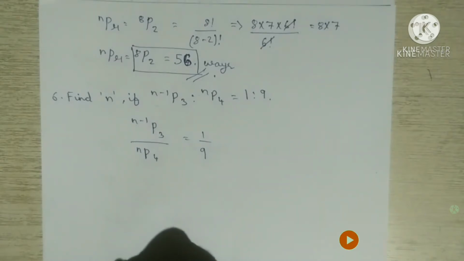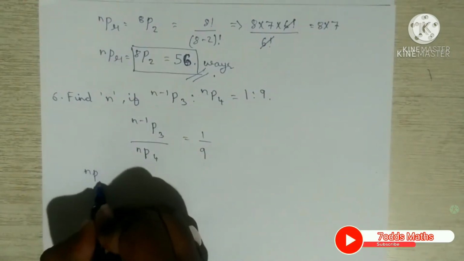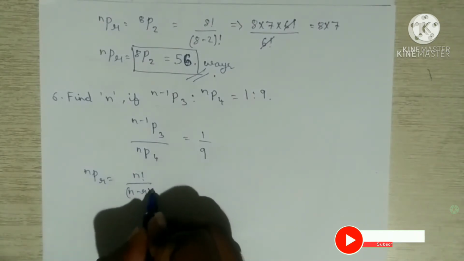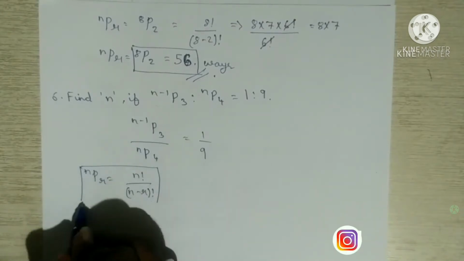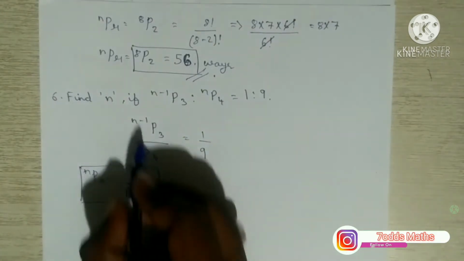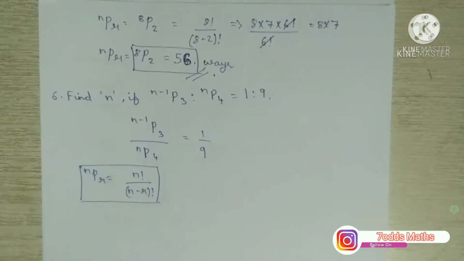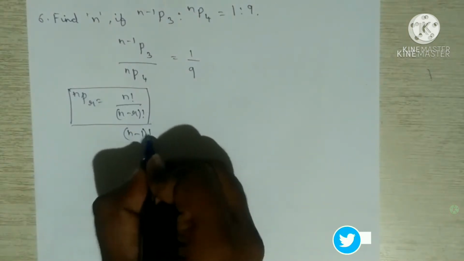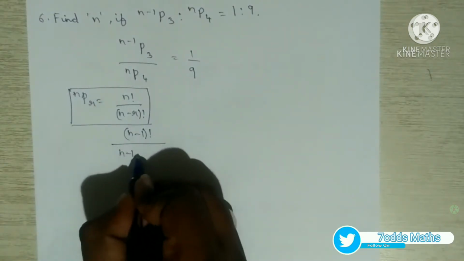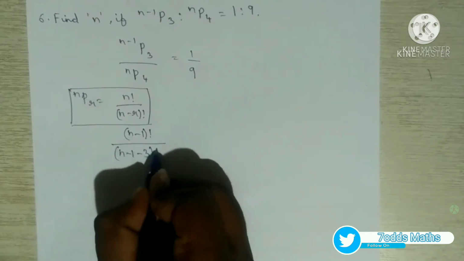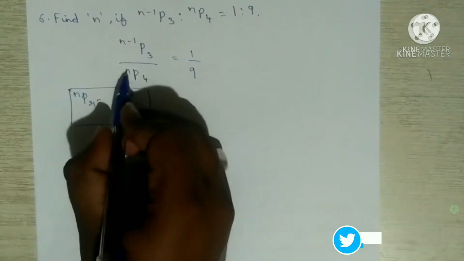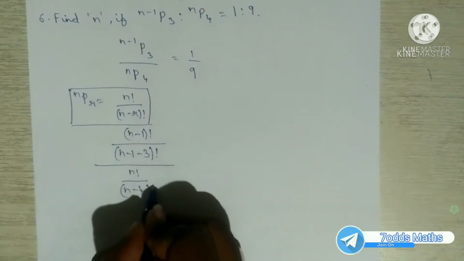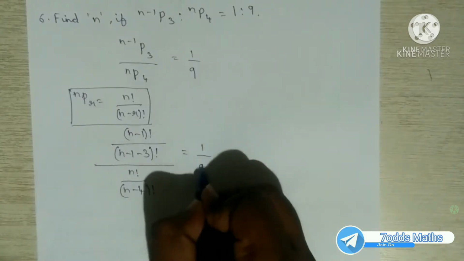Next, first you write the permutation formula: nPr is equal to n factorial by (n-r) factorial. This is the permutation formula. Substitute this formula to find the value of n. You will get (n-1) factorial by (n-1-3) factorial, whole divided by nP4, which is nothing but n factorial by (n-4) factorial, which will be equal to 1/9.